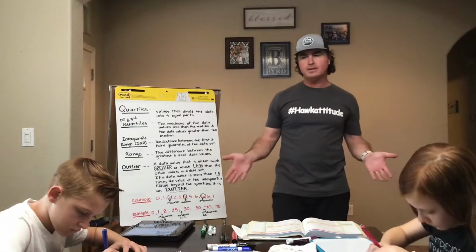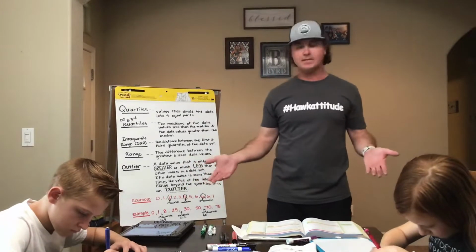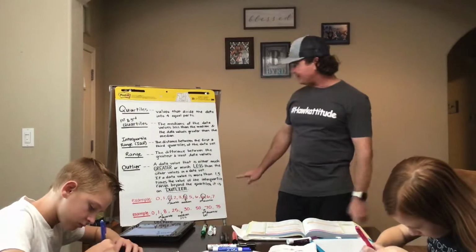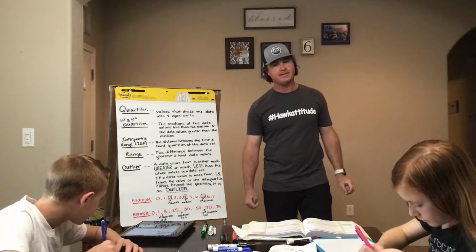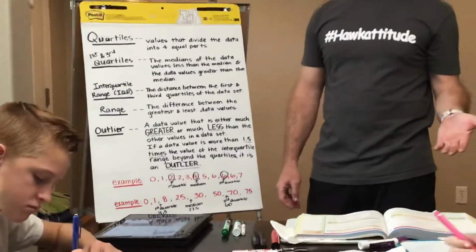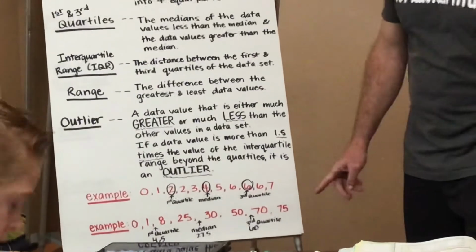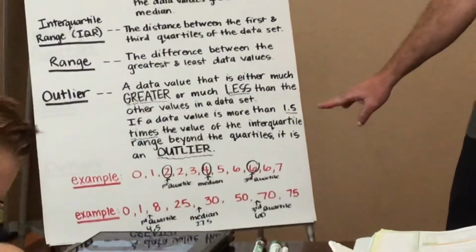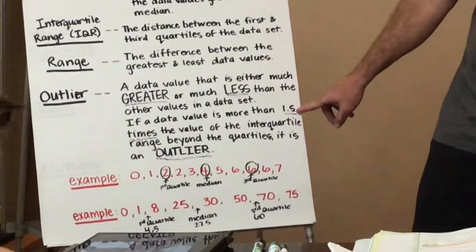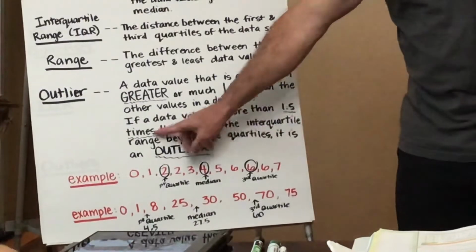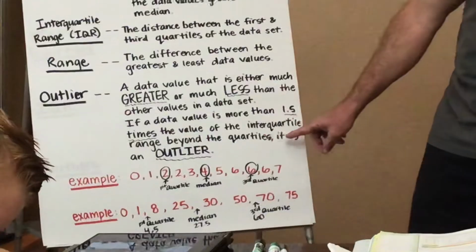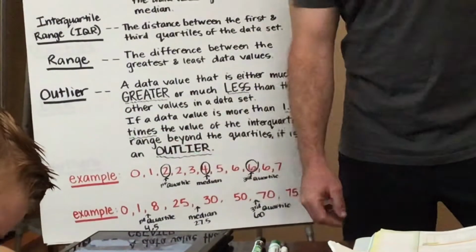We've got all these regular numbers, and then there's one number that just doesn't seem to belong. Okay? It's an outlier. But there is an actual way to find out if it's an outlier, because sometimes it's really close. You're not sure. You're like, I'm not sure if that's an outlier or not. Well, there's a way to find out. And here it is, the second part of your definition here. If a data value is more than 1.5 times the value of the interquartile range beyond the quartiles, it is an outlier.